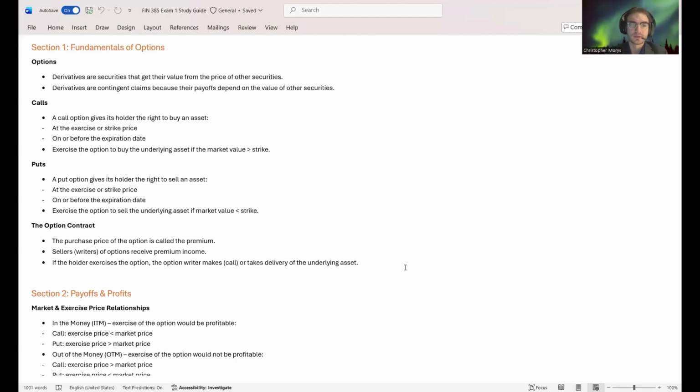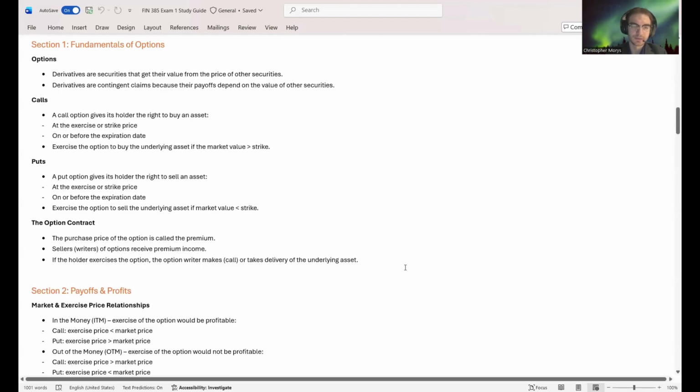A put gives its holder the right to sell an asset, similarly at the exercise or strike price or on or before the expiration date, whichever is profitable. And you exercise the put to sell the underlying when the underlying asset's market value is below the strike price.